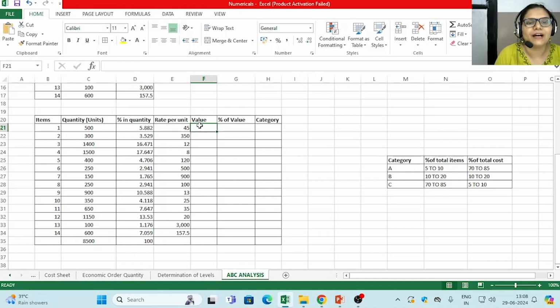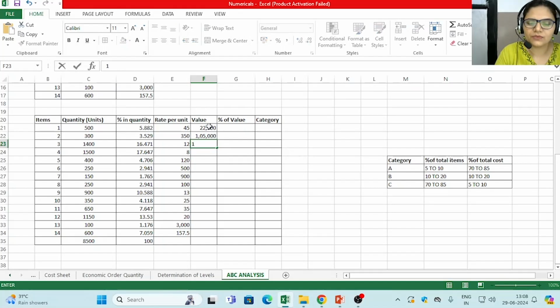Next column is the value. Now how we will calculate the value? Quantity in units multiplied by rate per unit will give you the value. That means 500 into 45 will give you 22,500. 300 into 350 will give you the value of 1,05,000.